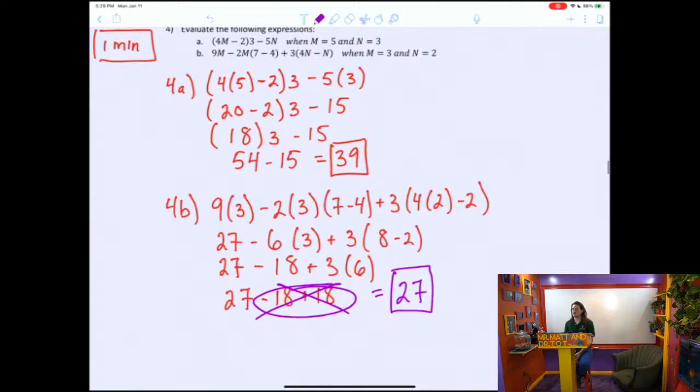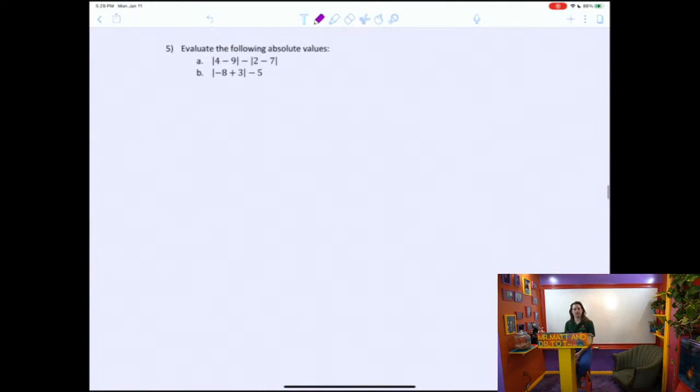Question number 5 is going to be involving evaluating absolute value signs. Question A, the absolute value of 4 minus 9 minus the absolute value of 2 minus 7. Question 5b, what is the absolute value of negative 8 plus 3, quantity minus 5? So I'll give you 3 minutes. 1 minute in, I'll start to answer.